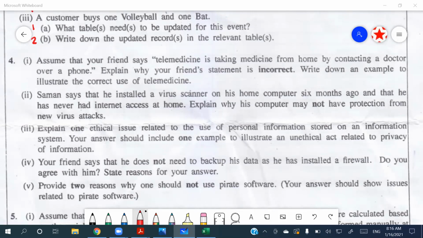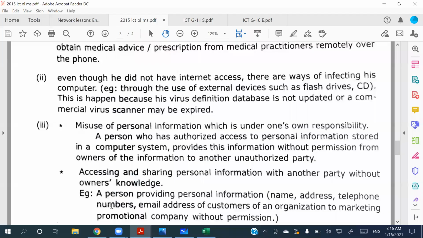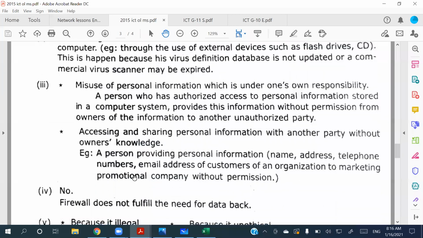Right. So the third one says, explain one ethical issue. Like we were talking about, let's figure out what is there in the marking scheme. It says misuse of personal information, which is under one's own responsibility, so it is an ethical issue. A person who has authorized access to the personal information stored in a computer system provides this information without permission from the owners of the information to another unauthorized party.